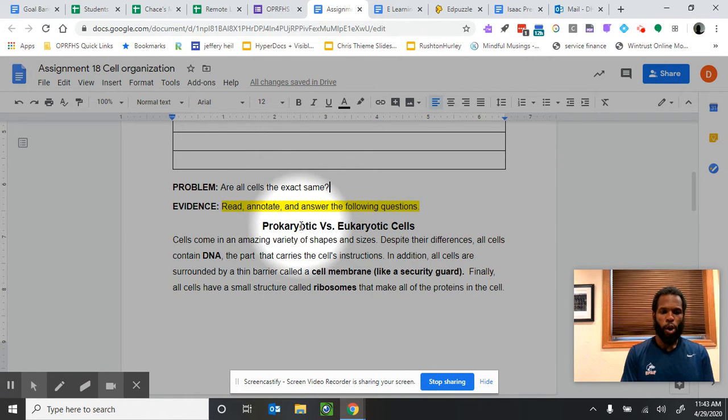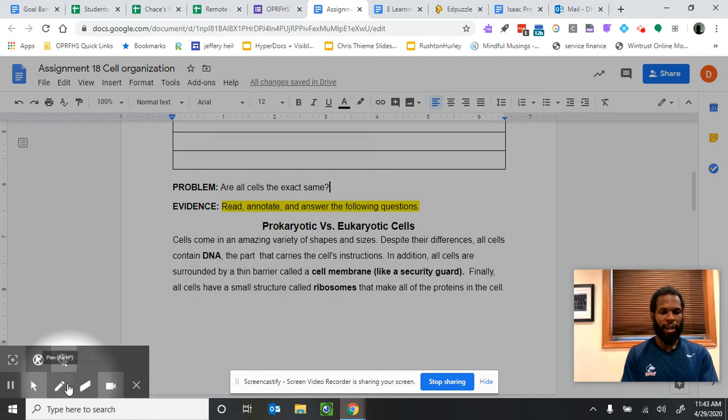First, let's read about prokaryotic versus eukaryotic cells. These are two types of cells you're going to read about below. Cells come in an amazing variety of shapes and sizes. Despite their differences, all cells contain DNA, the part that carries the cell's instructions. In addition, all cells are surrounded by a thin barrier called a cell membrane, which is like a security guard that lets things in and out of the cell. Finally, all cells have a small structure called ribosomes that make all the proteins in the cell.